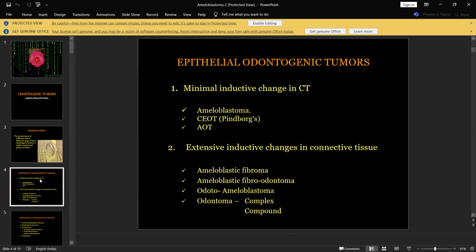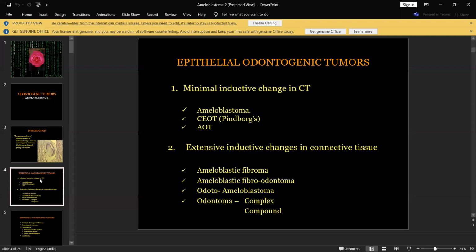In epithelial odontogenic tumors, we consider it under two headings. One is minimal inductive changes in the connective tissue, and the second one is extensive inductive changes in connective tissue. So epithelial odontogenic tumors can be classified into two.